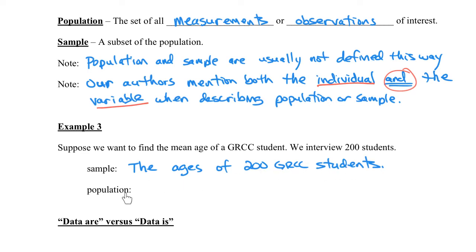Now the population is going to be just like this, but it's not of just 200 students. It's of all the students. So look how when I write this, what it looks like. The population... Oops, I don't know what just happened there. Let me try this again. The population is the ages of, not 200, all GRCC students.